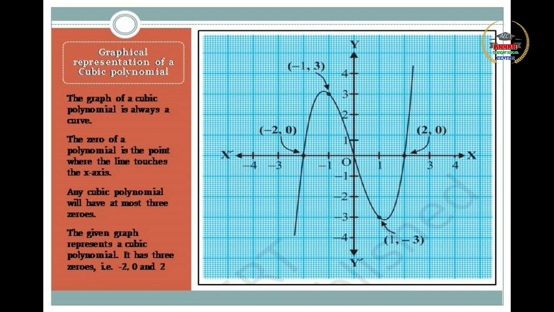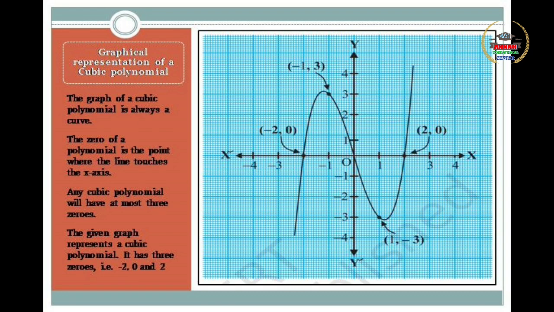Now what is the degree of a cubic polynomial? The degree of a cubic polynomial is 3. So it can have at most 3 zeros, that is, it can have no zeros, or 1 zero, or 2 zeros, or a maximum of 3 zeros.